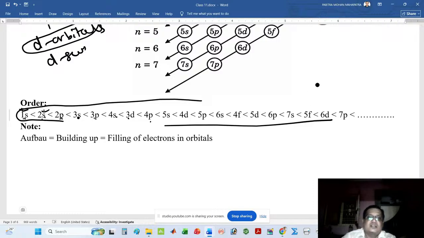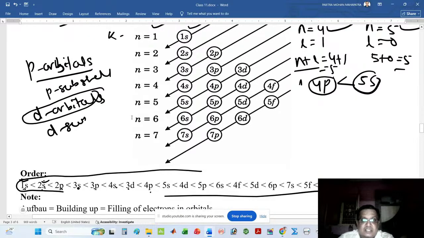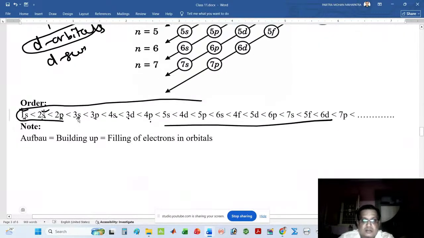Or otherwise it is very easy to remember by following this diagram. If you follow this diagram, then you easily remember the sequence, the increasing order of the energy of the subshells. If you know clearly the increasing order, then you easily fill the electrons. Remember, Aufbau means building up, that is the filling of electrons in the orbitals.